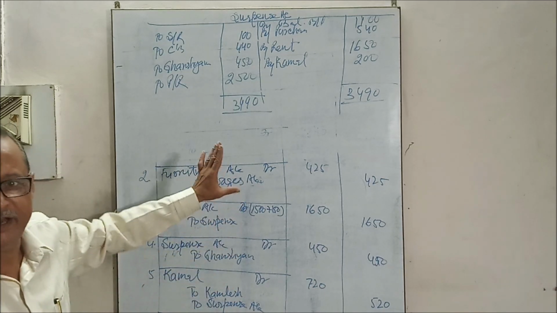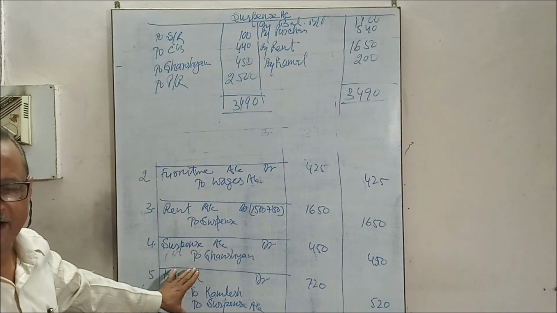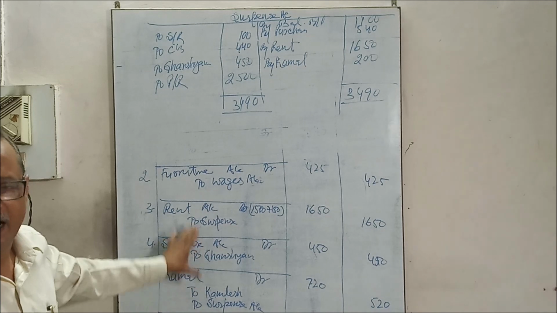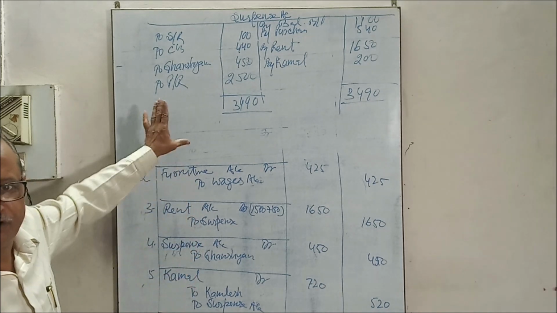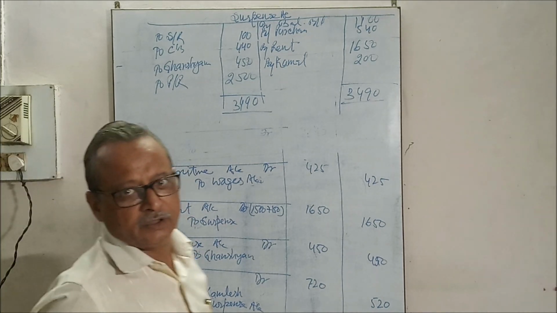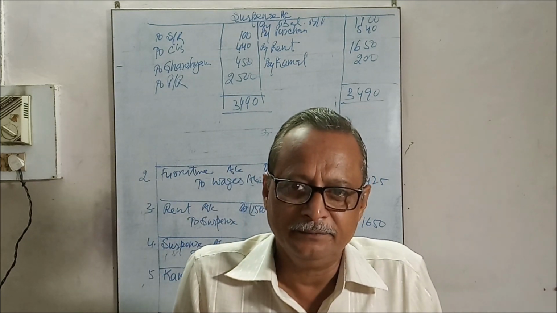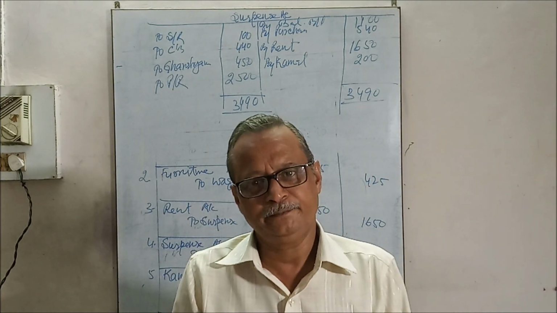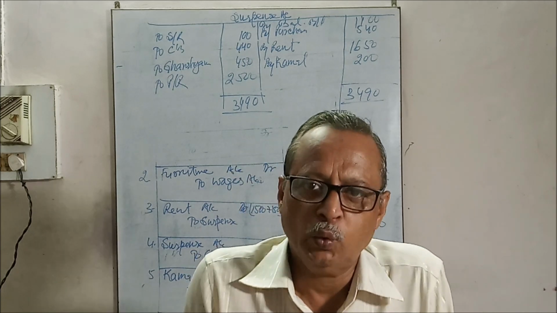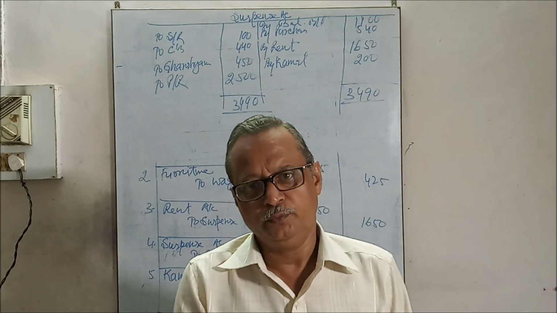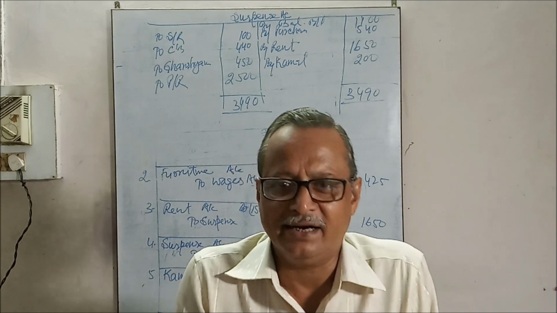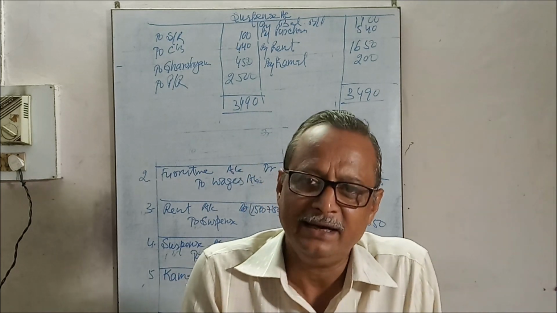Now this is the way of rectifying single-sided errors after preparation of trial balance and preparation of suspense account. Now you have learned today how to rectify. Do more practice on it, and next we will learn how to rectify the errors after preparation of final accounts.